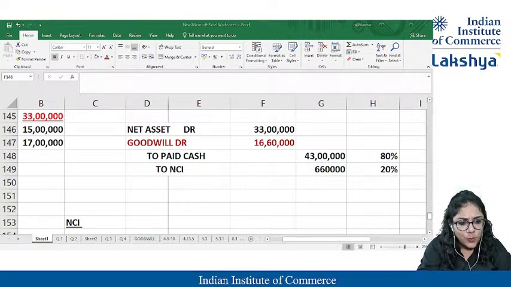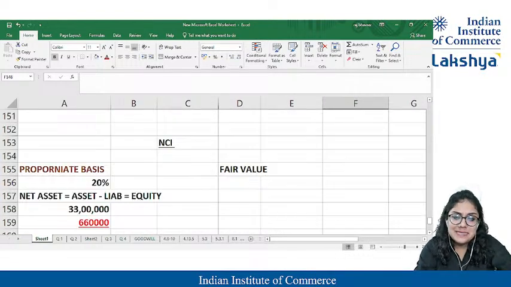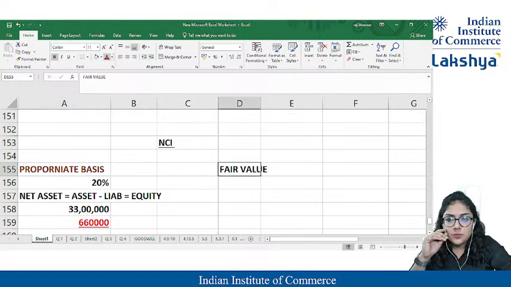I hope you are understanding the things here. Now what about NCI? Now the proportionate basis is to be understood. What is fair value? What is fair value?